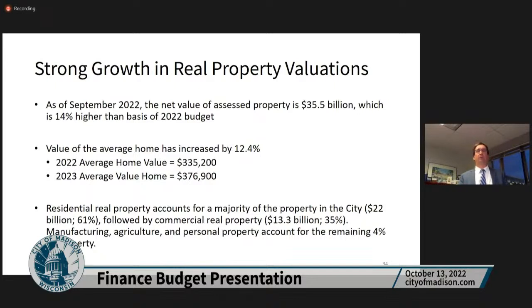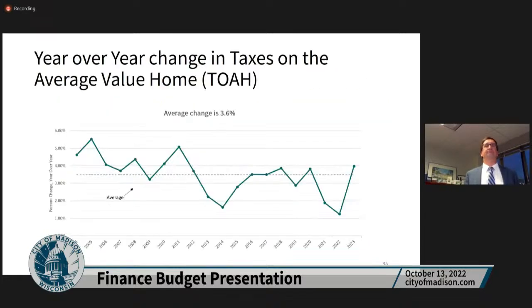So a majority of the property in the city is residential property, a little less than 2/3. And most of the remainder is commercial property. That does include some larger multifamily units or multifamily buildings. And then the remainder, which is a very small share of the taxable value, is manufacturing, agriculture, and personal property that can be taxed.